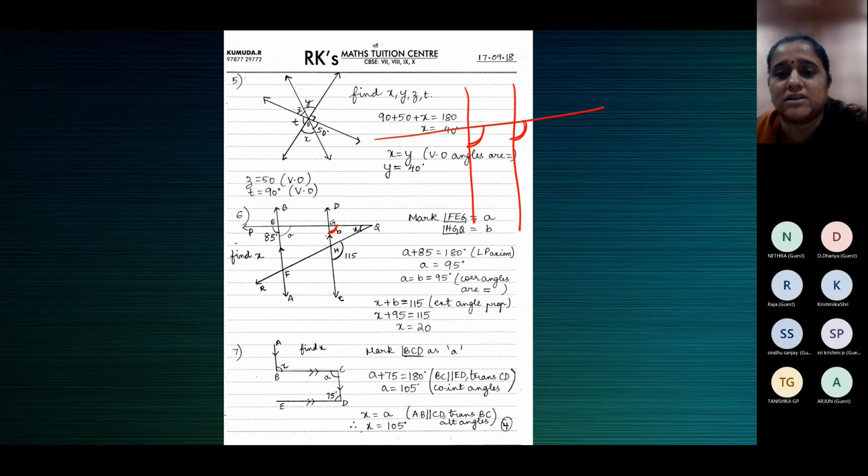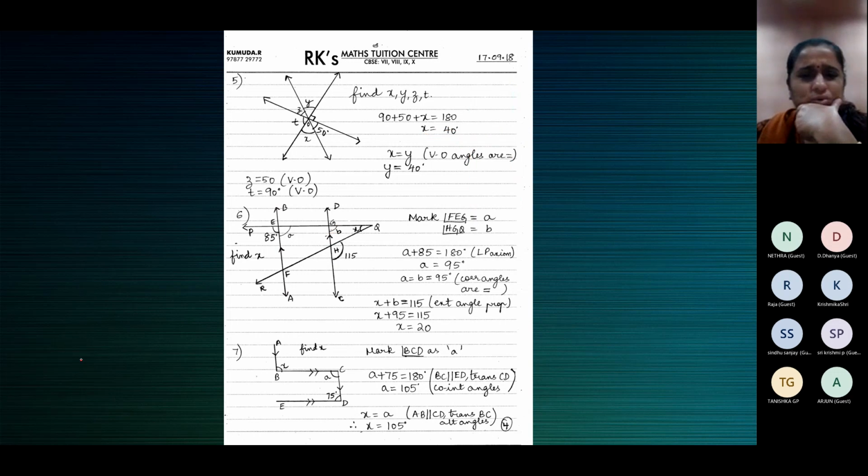This is an exterior angle. This is an interior angle. So these two angles lie on the same side of the transversal. One is an exterior angle, one is an interior angle. So they may be corresponding angles. One more thing: when it's corresponding angles, both will be above the line like this, or both will be below the line like this.